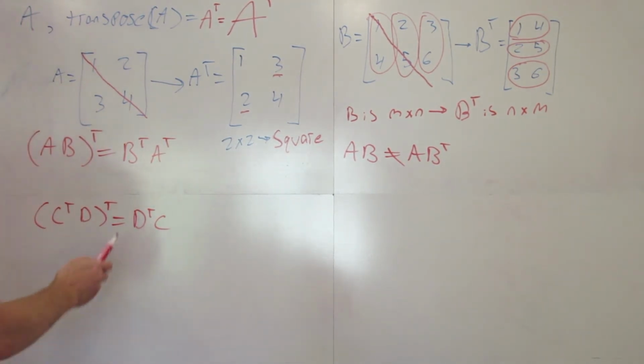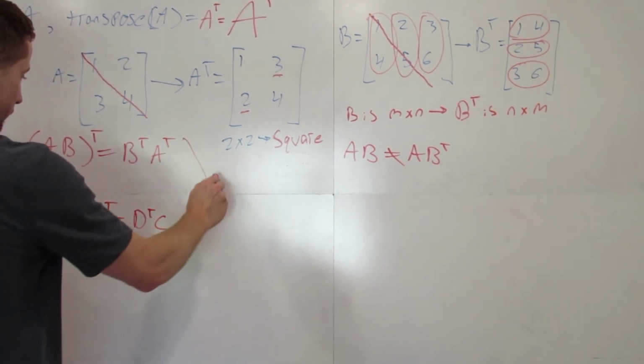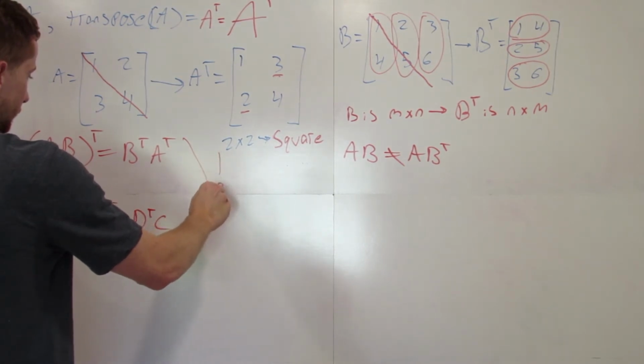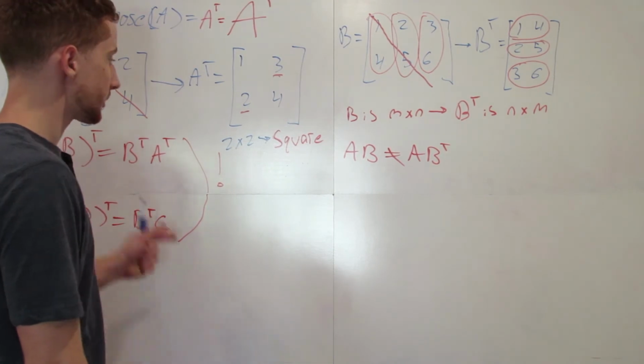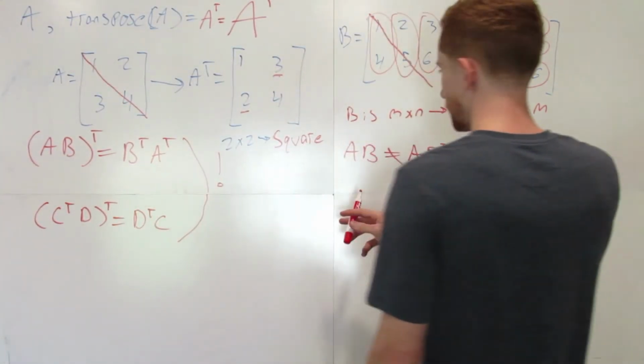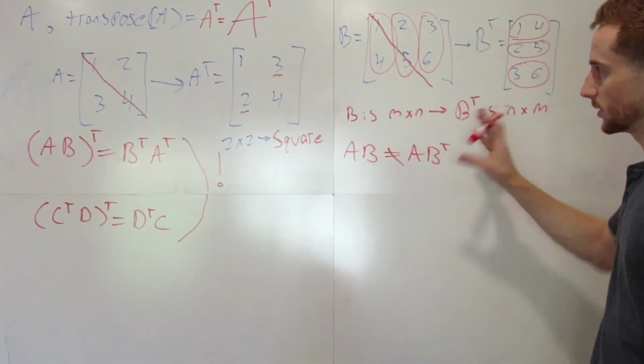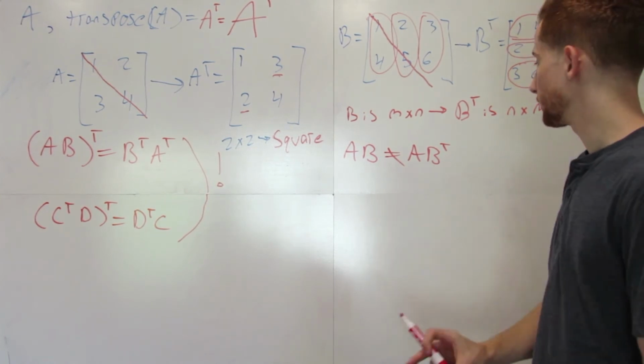Also, this right here is key. Just draw an exclamation point. See, teachers do that sometimes. So that's key. This is key. And then just understanding this whole flipping the rows and columns is also important.